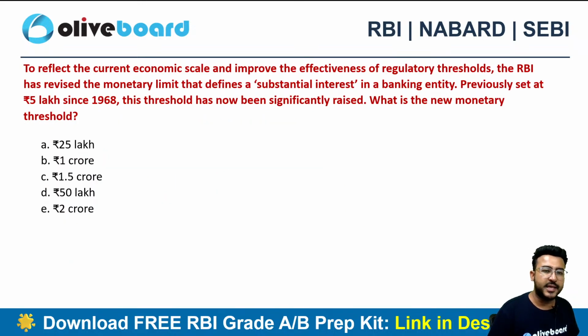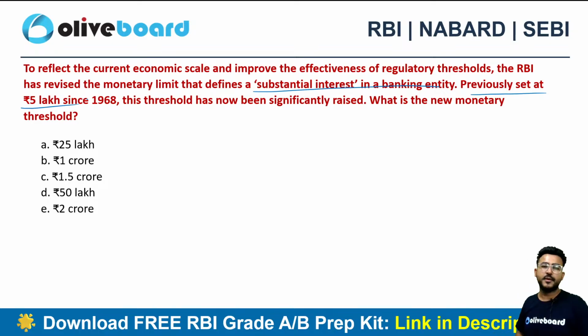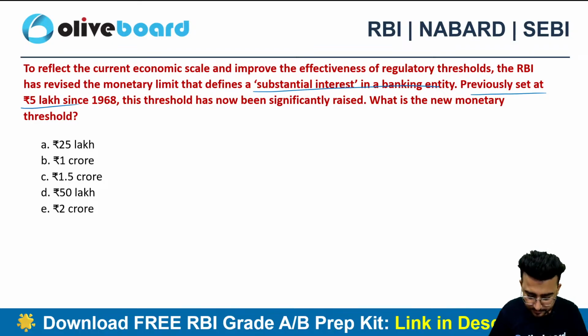Next one, to reflect the current economic scale and improve the effectiveness of the regulatory threshold, the RBI has revised the monetary limit that defines the substantial interest in the banking entity. Previously, it was at 5 lakh level, and this threshold is now being revised.